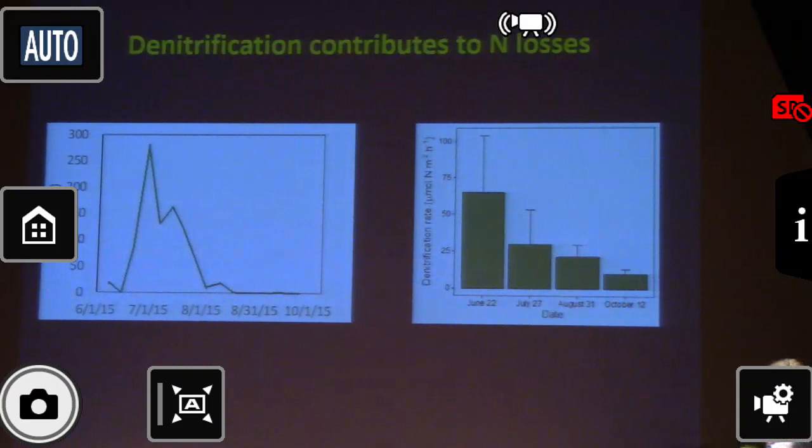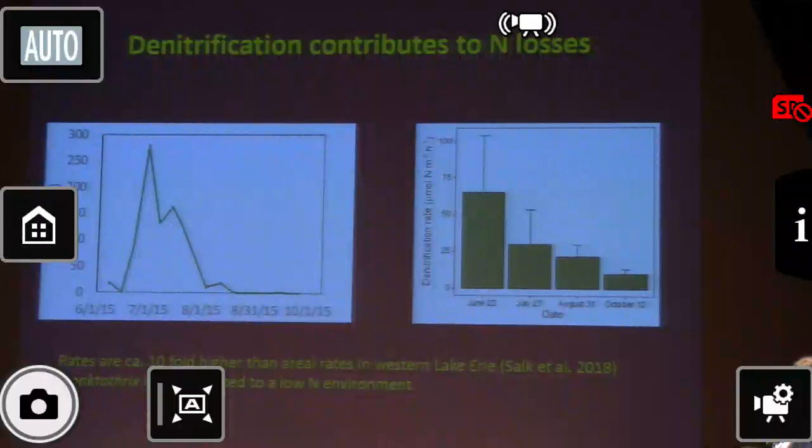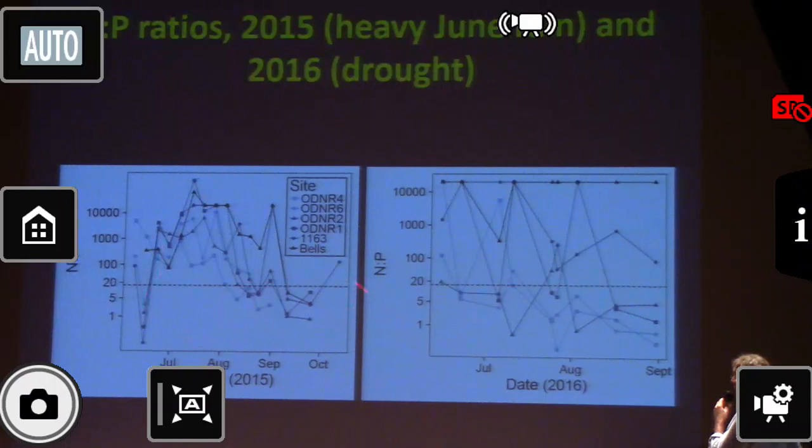Now, contributing to nitrogen losses are high rates of denitrification. There's a cartoon of nitrate levels in the bay, coincident with high rates of denitrification, and the rates are about tenfold higher than those seen in Western Lake Erie here. Together, the internal loading of phosphorus plus denitrification can yield N-to-P ratios which are quite low. During a drought year where there is very little nutrient input from the river, we're seeing N-to-P ratios that approach unity.